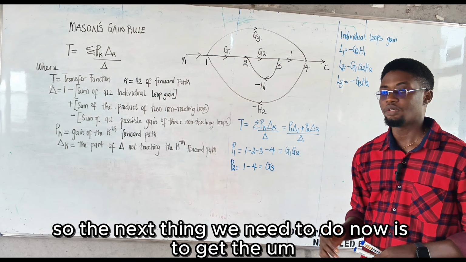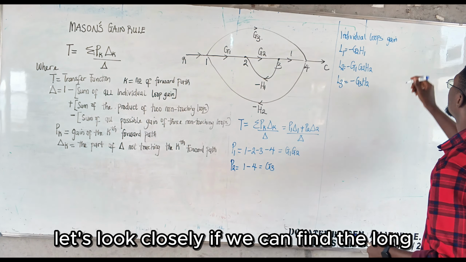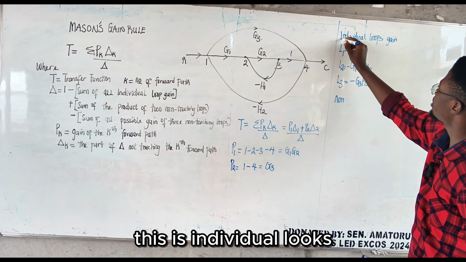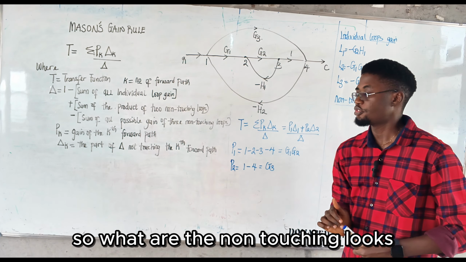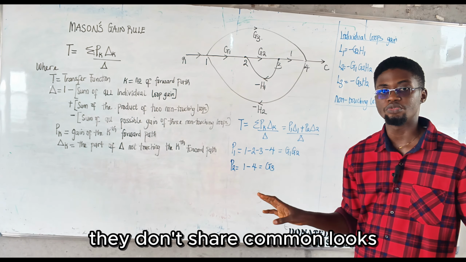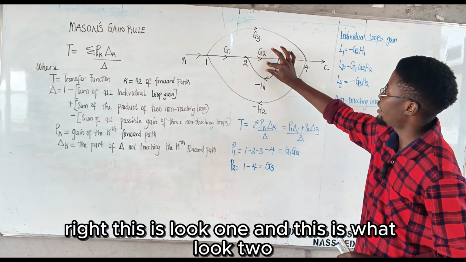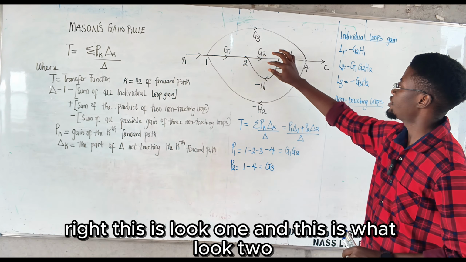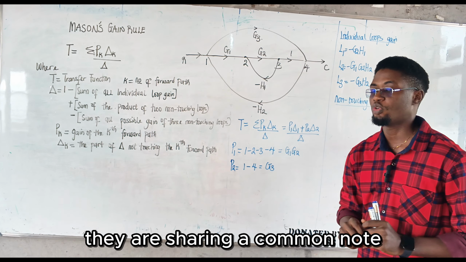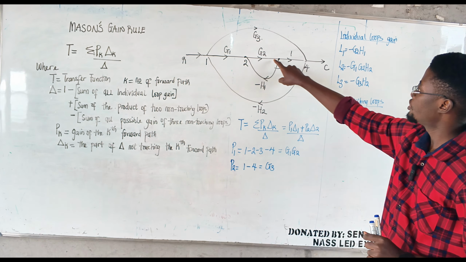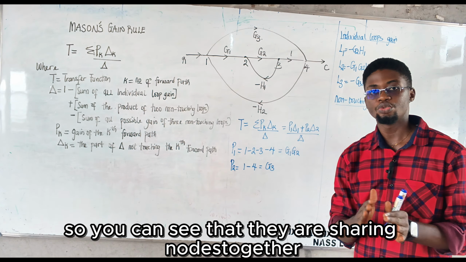The next thing we need to do now is to get the non-touching loops. Remember we said that non-touching loops don't share common nodes. Now these two loops that we talked about, is any of them not touching? This is loop 1 and this is loop 2. You can see that loop 2 and loop 1 share a common node. Loop 2 starts from here, takes all these nodes and goes here. Loop 1 is 2 to 3. So you can see that they are sharing nodes together.